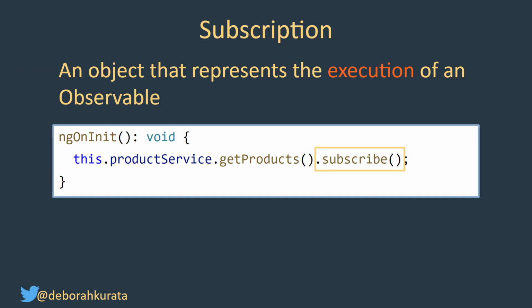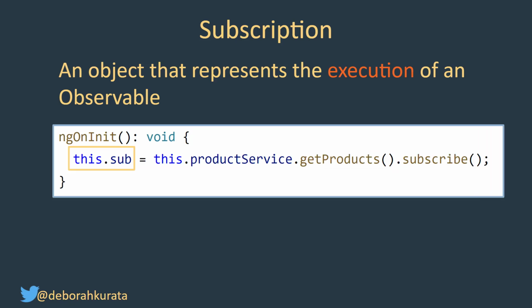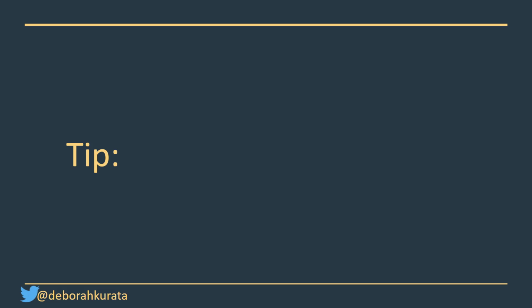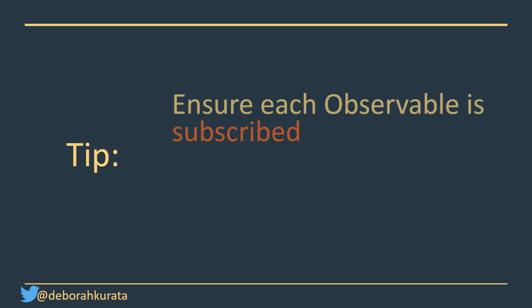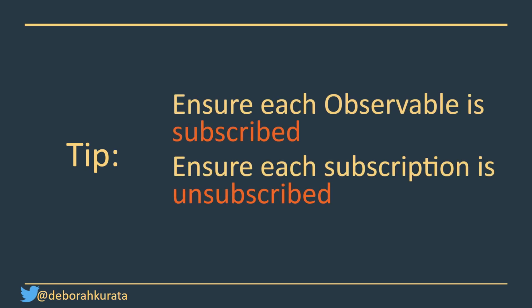Technically speaking, a subscription is an object that represents the execution of an observable. So we add .subscribe on there. The subscribe returns that subscription object, and we can assign it into a variable. Here's another tip. Ensure each observable is subscribed and ensure each subscription is unsubscribed.